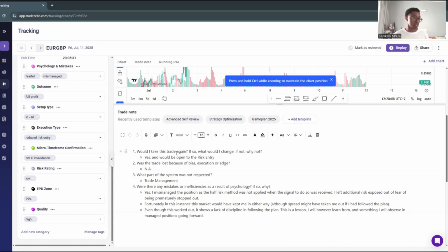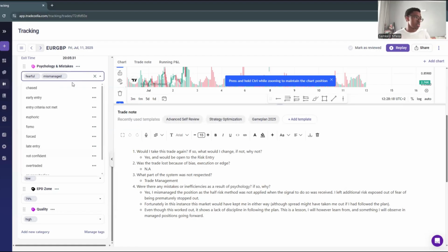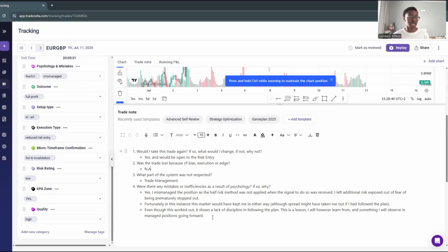Were there any mistakes or inefficiencies as a result of psychology? If so, why? That obviously dives a bit deeper into any of the tags that you've put here, because that's going to give you awareness of, okay, you've got FOMO. How did that translate into the actual trade outcome? Or, did you force a position? Why? It just allows you to start connecting some of those dots. And so the manual element of it, I don't think should be too extensive, because that uses a lot of discretion, and you want to keep this part of the journal as mechanical as possible so that the outcomes you get from it are as objective as they can be.